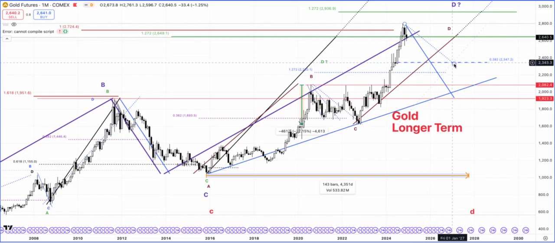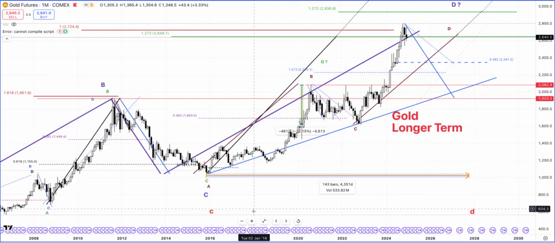Possibly this is like a monthly chart, so of course it's going to take quite a lot of time to develop, and then even possibly as low as about 1900 if the support is given out to the downside.